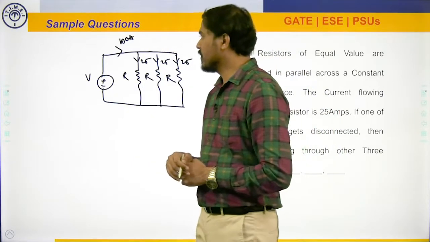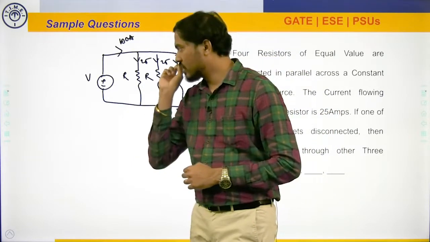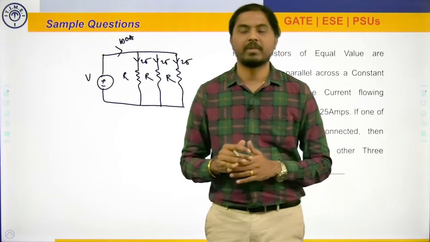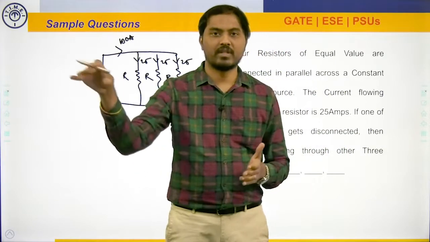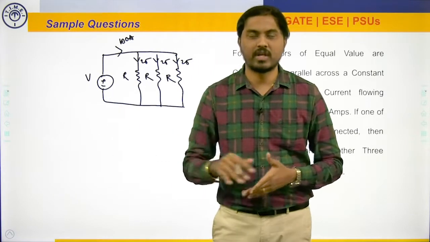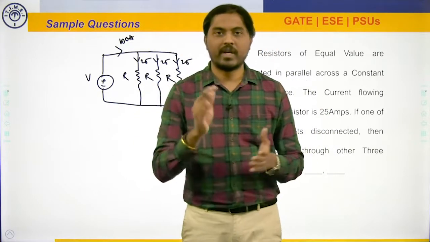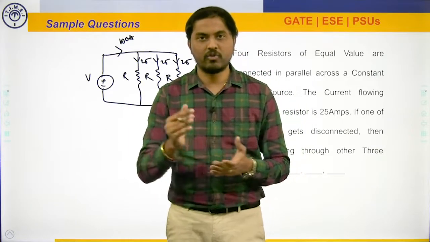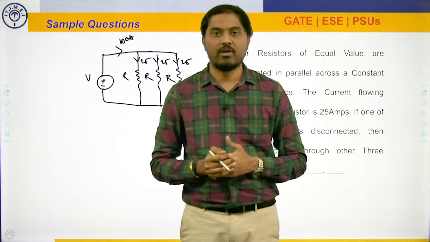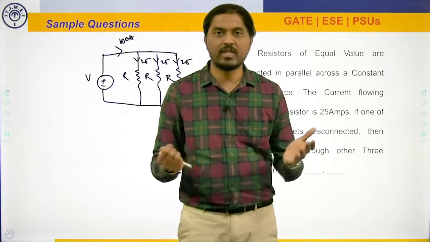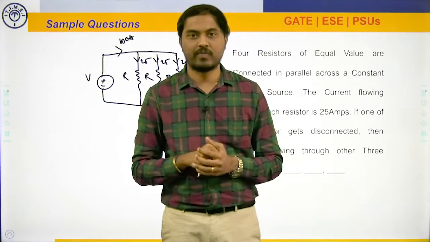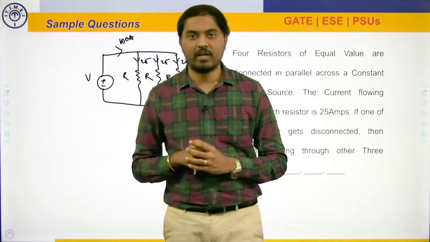If you are confused about why it is not 100 by 3, I will compare it with a live example. Imagine 4 fans of the same company are there in your hall. Usually all of these are connected in parallel, of course across a constant voltage source. When I switch on all 4 fans, the current flowing through each fan is 25, 25, 25, 25. Therefore, the total current is 100 amperes.